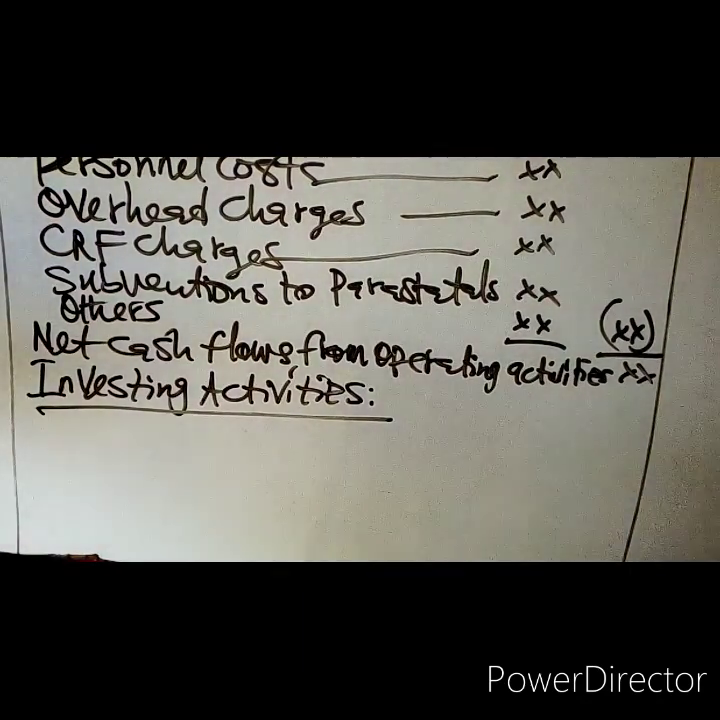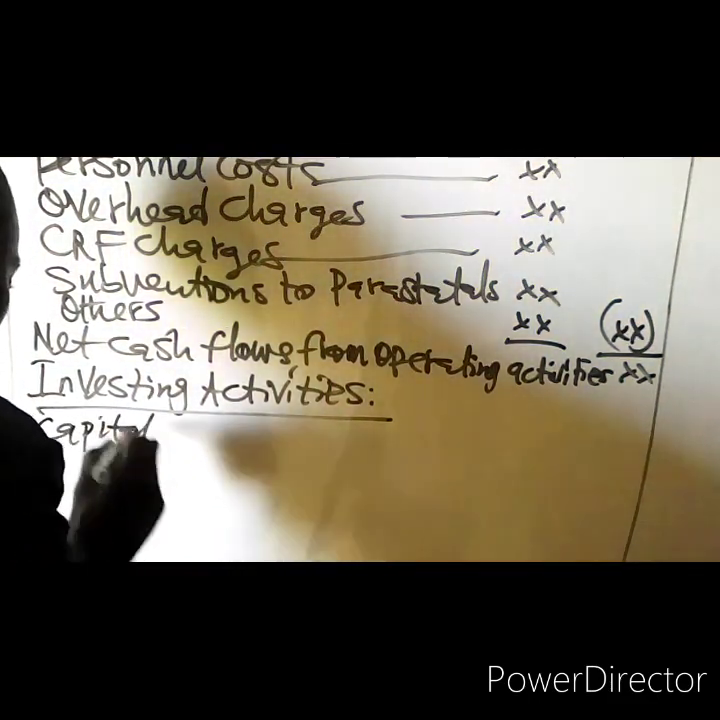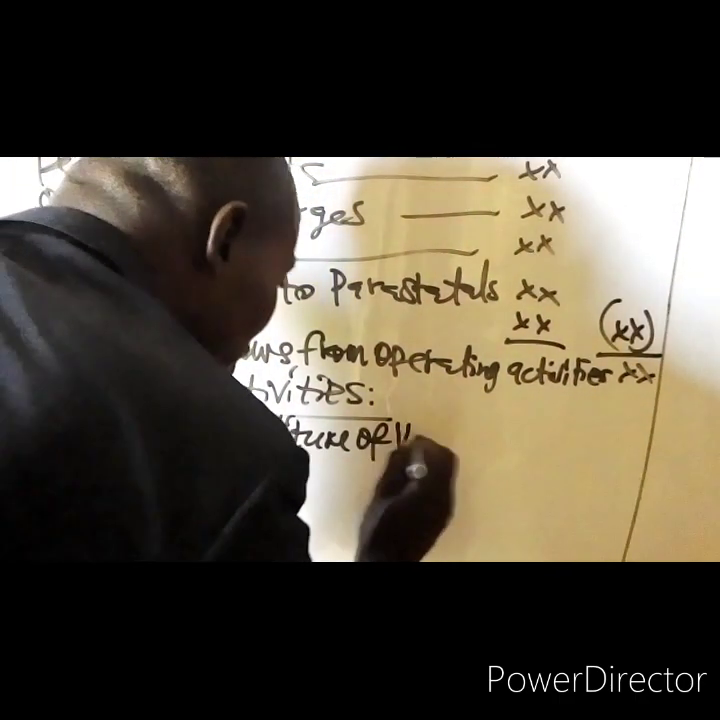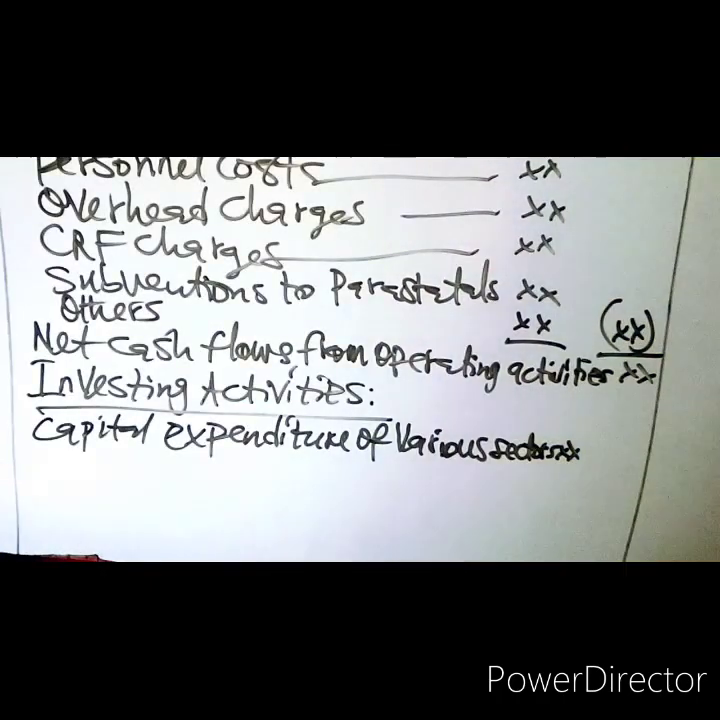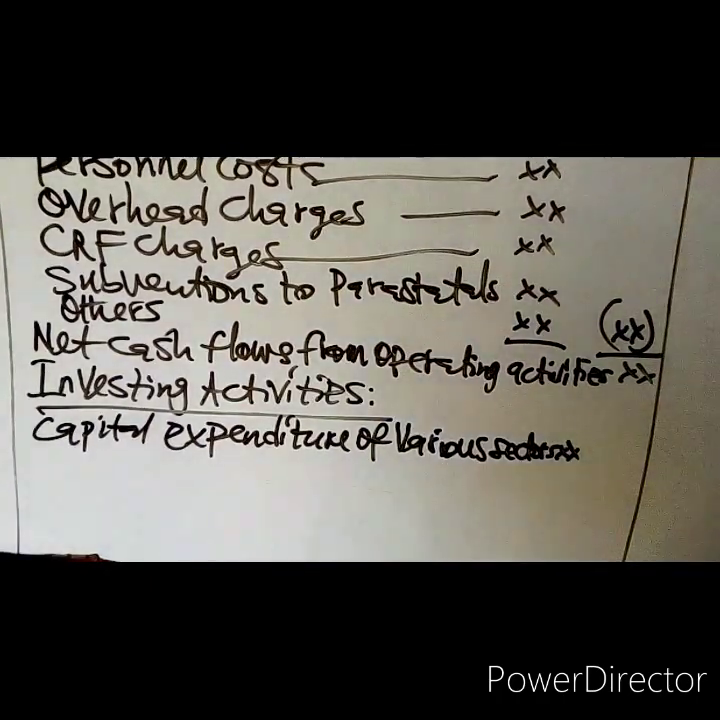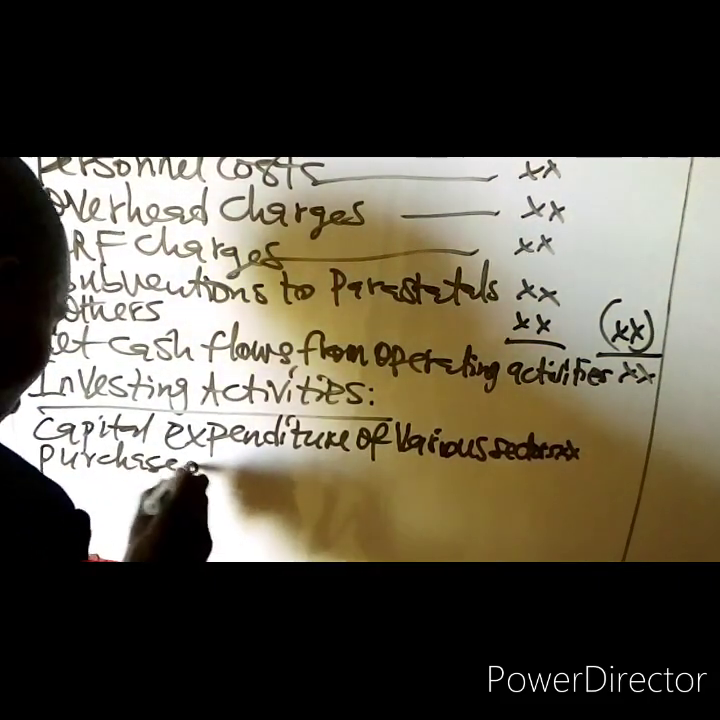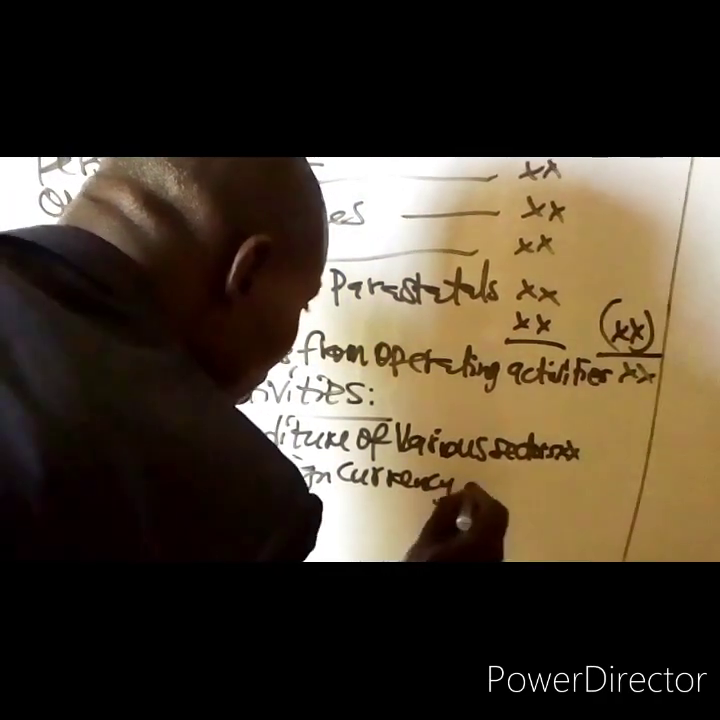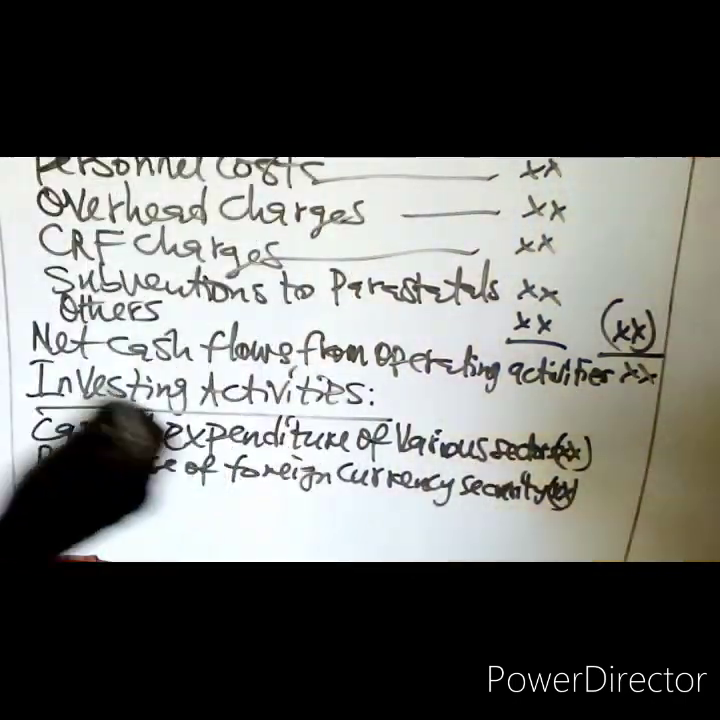Number one, you have capital expenditure of various sectors of the public operation. Then we have purchase of foreign currency security. Purchase is an outflow, capital expenditure is an outflow.